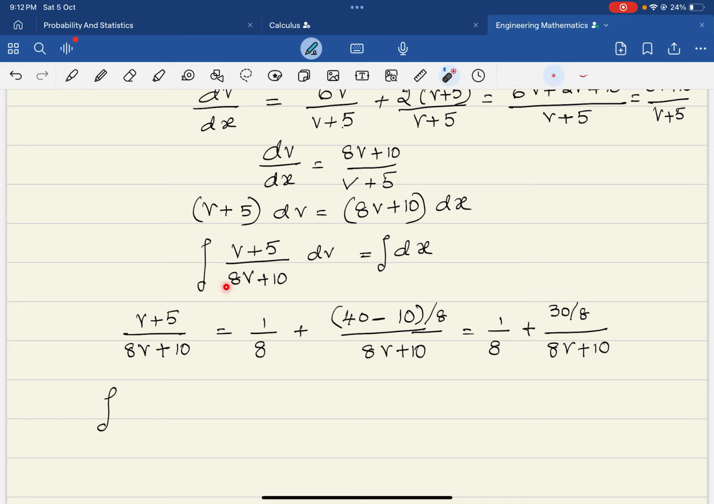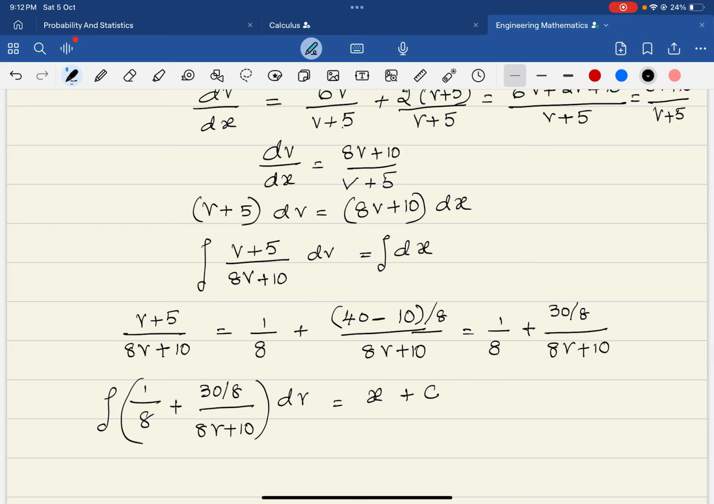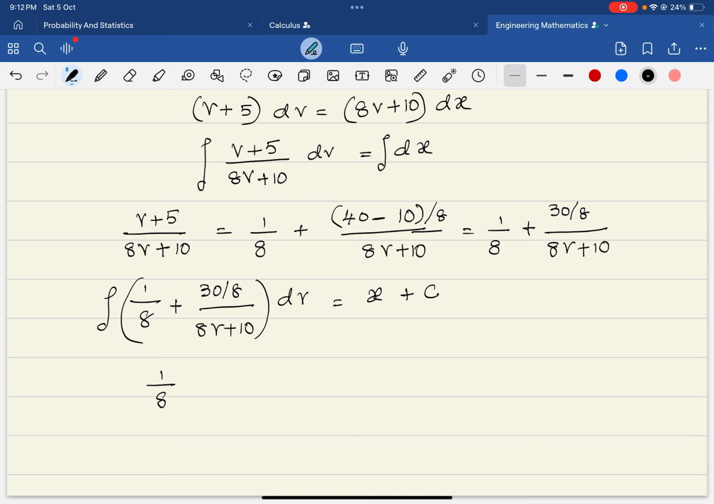Now, this whole thing v plus 5 by 8v plus 10 is being expressed like this. So, let us write now this as 1 by 8 plus 30 by 8 over 8v plus 10 dv is equal to integral dx is x plus the constant. So, what does it give us? 1 by 8 times integral dv is v plus 30 by 8 times, what is the integral of 1 over 8v plus 10 dv? It is ln of 8v plus 10 over 8, is equal to x plus c.